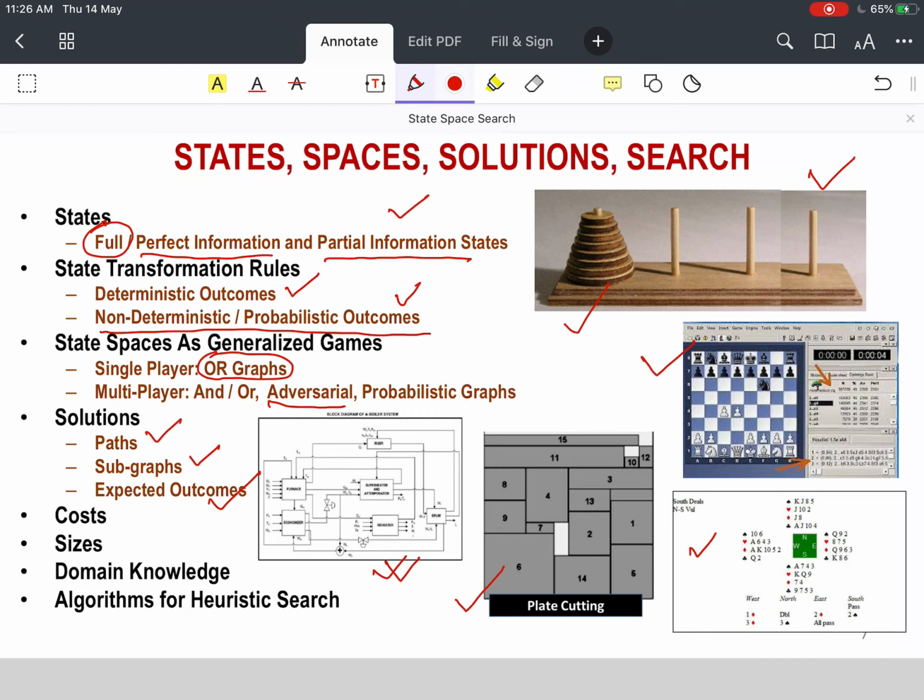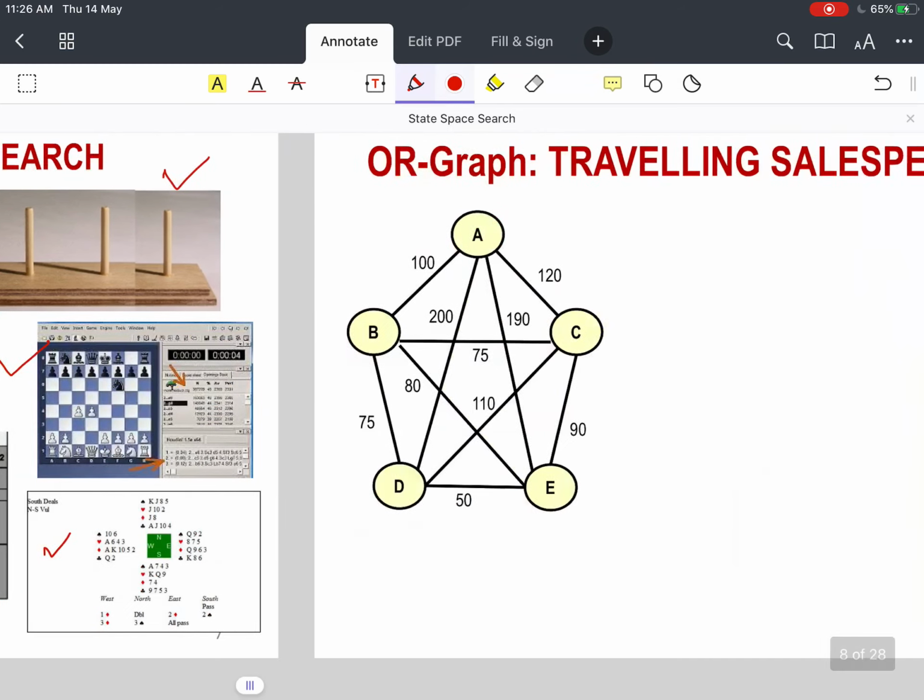Then there are costs of solutions. For example, one move may be one cost, but in a plate cutting problem, we could have the free space or the wasted space as my cost. Then the problem sizes, then the domain knowledge and application of search algorithms. This forms the gamut of state space search.